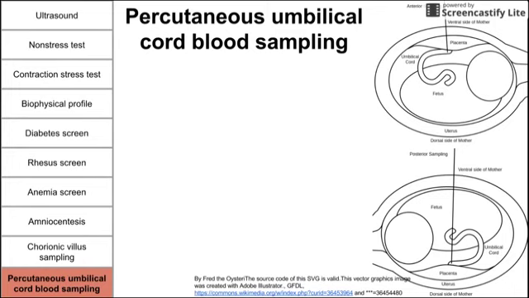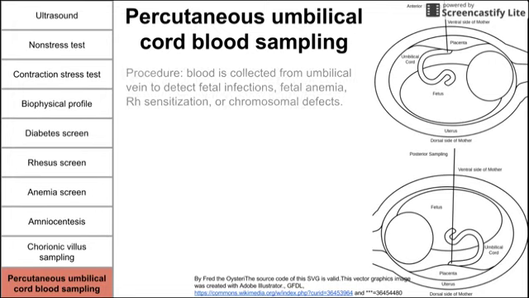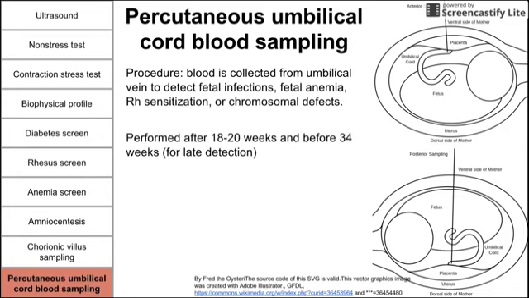One last test is percutaneous umbilical cord blood sampling, also sometimes abbreviated to PUBS, percutaneous umbilical blood sampling. This is a procedure in which blood is collected from the umbilical vein to detect fetal infections, fetal anemia, Rh sensitization, or chromosomal defects. There are two methods of doing the PUBS procedure. You can either do anterior sampling, as shown in that top image, or posterior sampling, as shown in that bottom image. Anterior versus posterior sampling depends on the position of the fetus in the uterus and the position of the placenta.